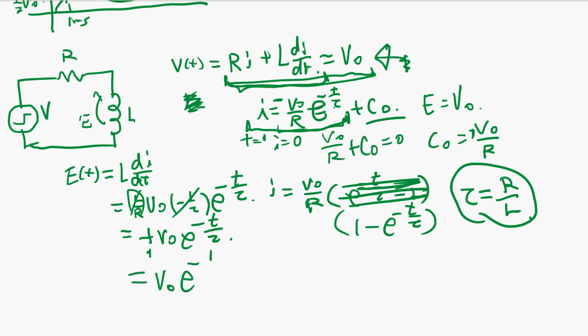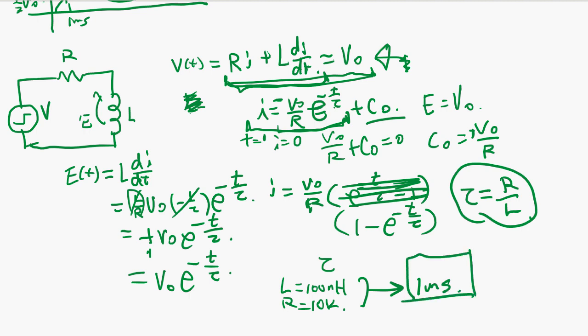V0 e to the minus t over tau, again tau is the time constant, so if L is 100 nanohenry and R is 10K, so it produces the same 1 microsecond. So we can do it using the same circuit arrangement. We can demonstrate this. Okay, that's good.